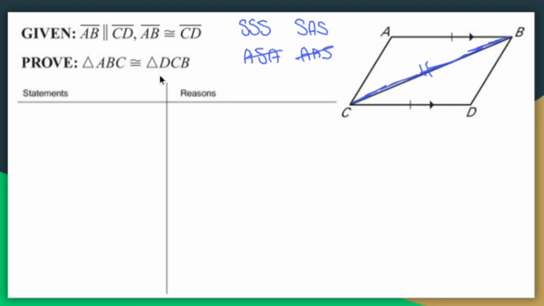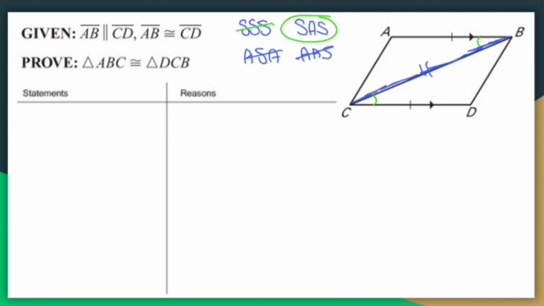These parallel lines, what can I do with that? Oh, when I have two parallel lines, alternate interior angles are congruent. So I can say that I have a side, an in-between angle, and a side. I could use SAS for this. So I'm going to start out with my given, then I'm going to show that BC equals BC, and then I'm going to show that the angles ABC and DCB are congruent using the definition of alternate interior angles.